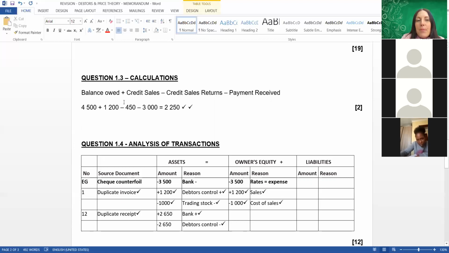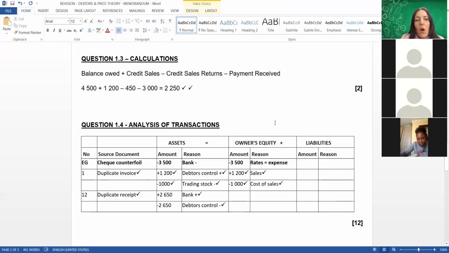Then we subtract the 450 Rand that he returned, as in the debtors allowances journal, and then he made payment in the CRJ for 3,000 Rand. He paid some of his debt. And then 4,500 plus 1,200 minus 450 minus 3,000 gives us 2,250. Okay. So this is what he now owes at the end of the month. Right, and that's worth 2 marks.